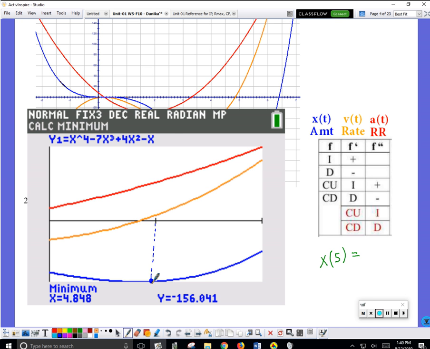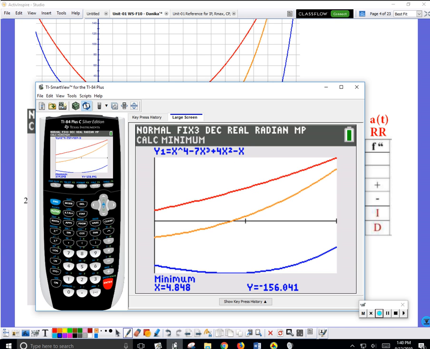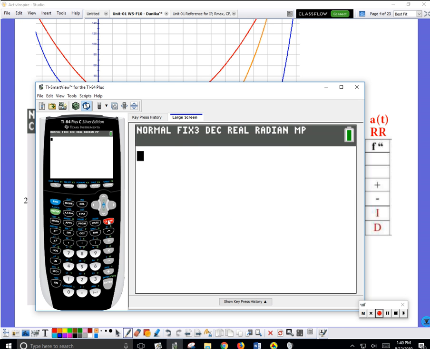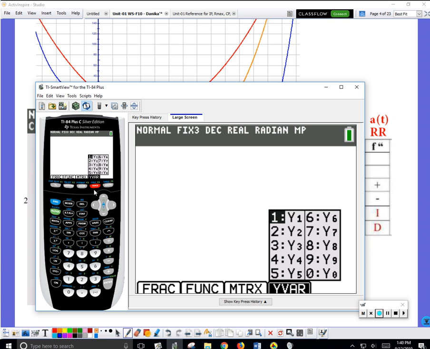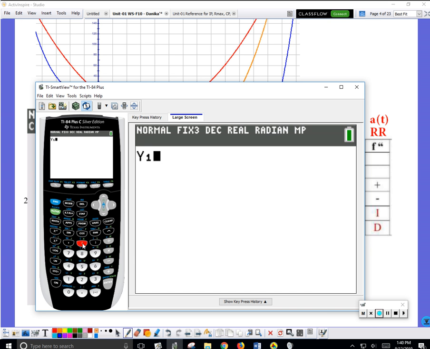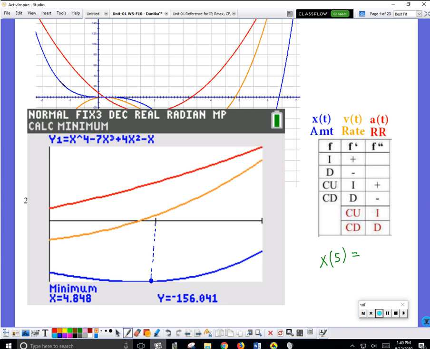So with the calculator, I can do that. Let's just go to the main screen and say, okay, find the position. That's y1 at 5. Whoa. So negative 155. That's this y-coordinate right here. Write that down. Okay, if I go find this, I'm getting to your question in a second.